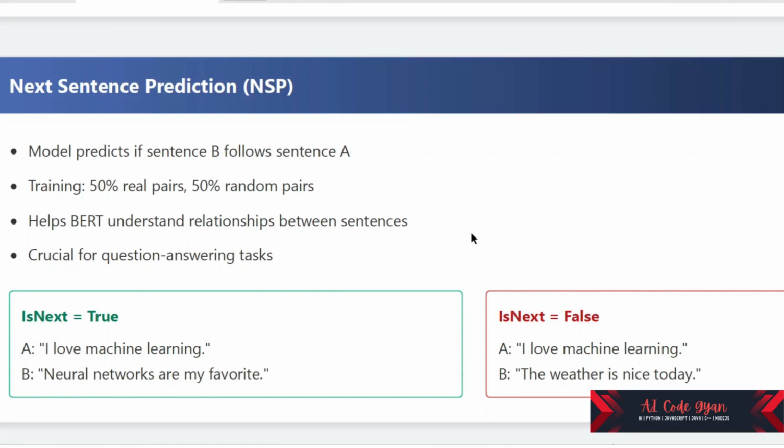So there is an advantage over other transformer models. Let's see an example. Suppose is_next is true, that is for real pairs: "I love machine learning" and "Neural networks are my favorite." So B follows sentence A. Then for random pairs: "I love machine learning" and B is "The weather is nice today." So this is an advantage while training the model.